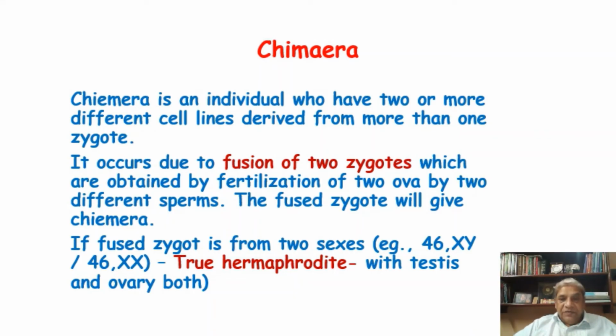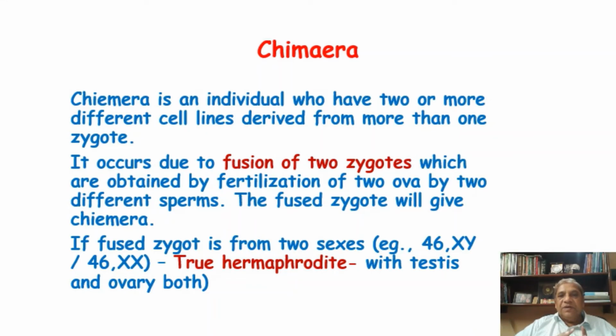Not two individuals, only one single individual because of the fusion. This kind of fusion is very common in embryonic life in animals, where multiple offspring are born. It is rare in the case of human beings. Now this fused zygote will give a chimera, a person who has two different cell lines derived from two different zygotes.